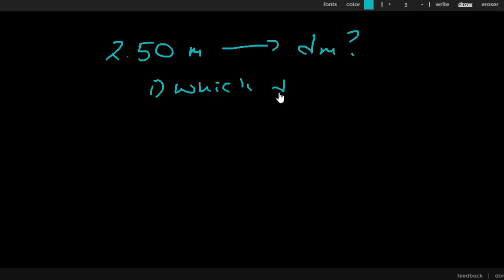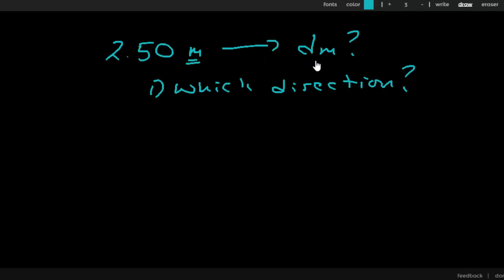So let's make the conversion: 2.50 meters to decimeters. How many decimeters is that? All right, so the two questions we have to ask ourselves first are, which direction do I move the decimal point?